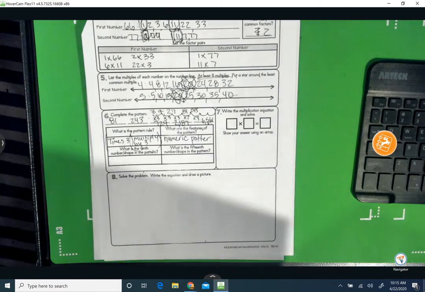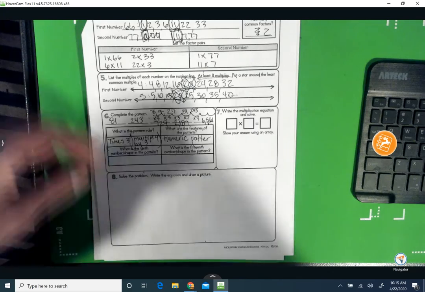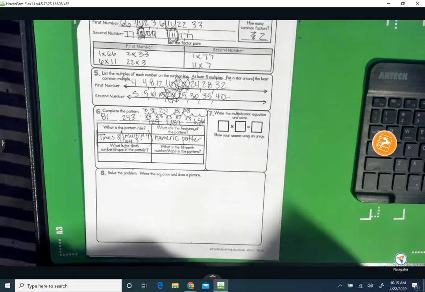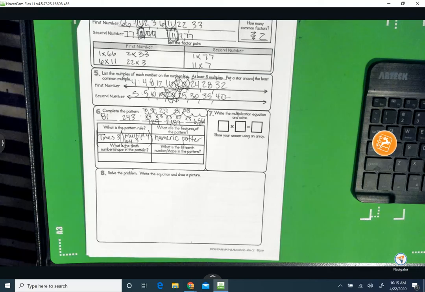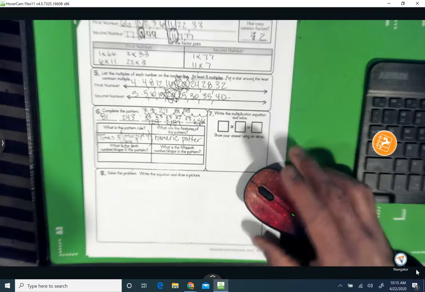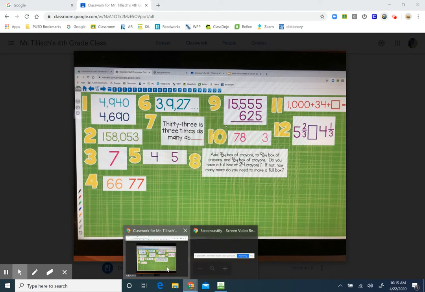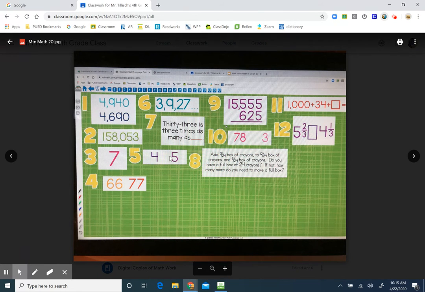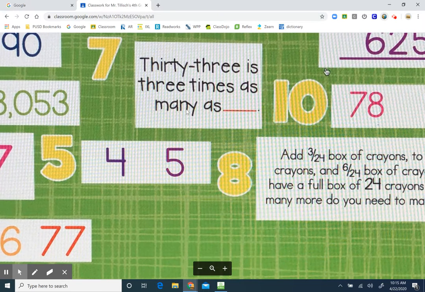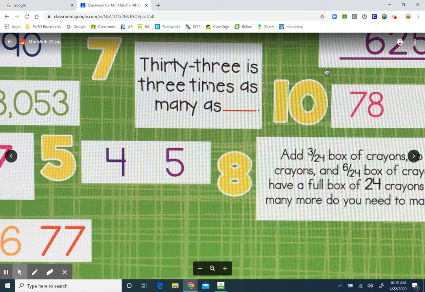All righty. Now on to number 7. In order to do number 7, why don't we open up our Google Classroom, and from there we can take a look at what problem number 7 says. It says 33 is 3 times as many as something. 33 is. That's the same thing as saying 33 is equal to 3 times some number.